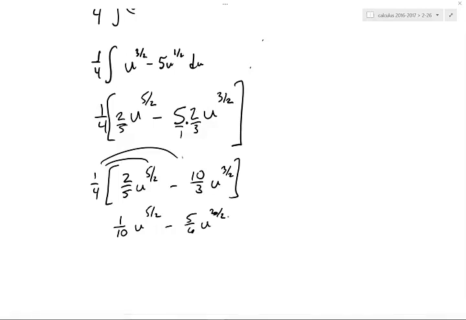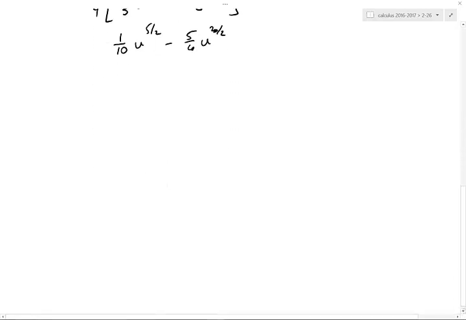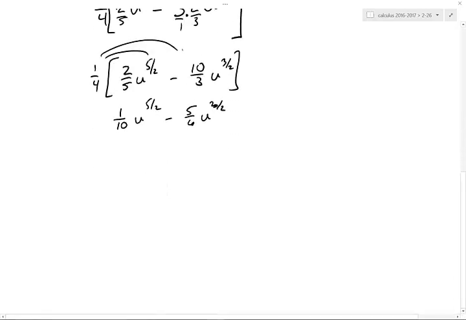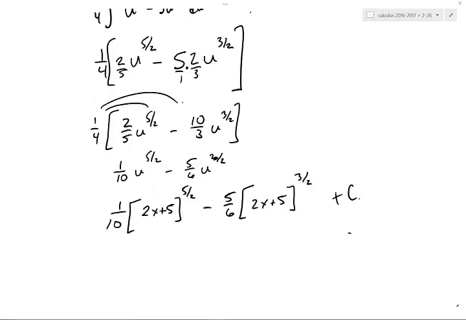Now, we're not done. We are not done. Nobody asked about you. It's not about you. It's about x. So let's resubstitute, shall we? What was u equal to? 2x plus 5. How do I know this is the right answer? How could I check myself?